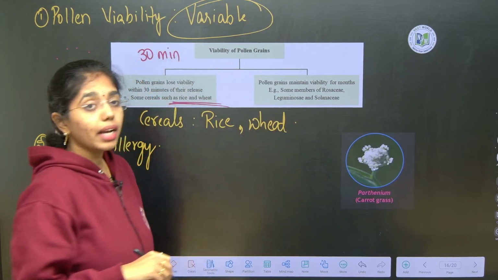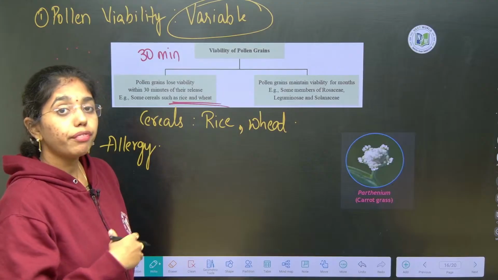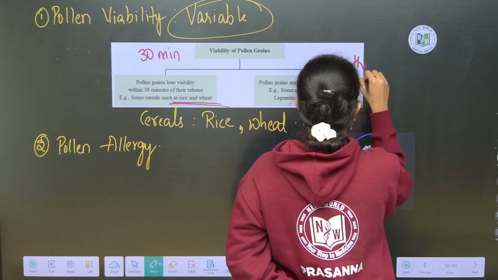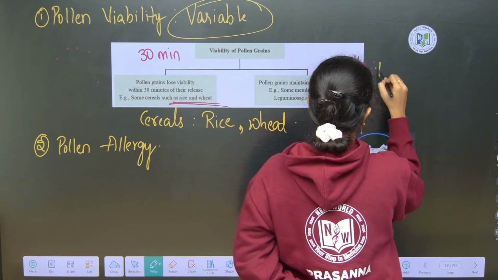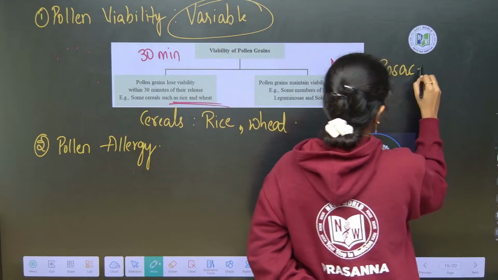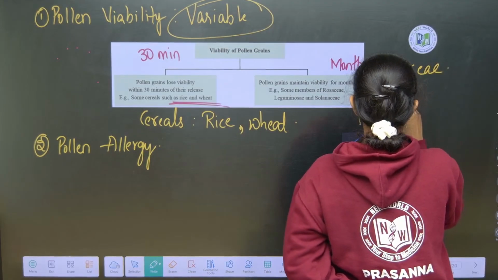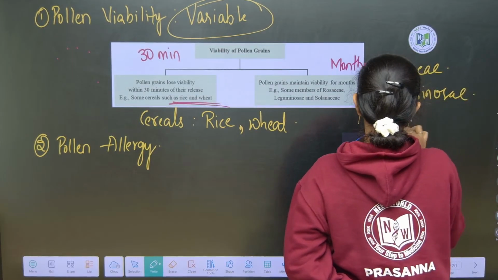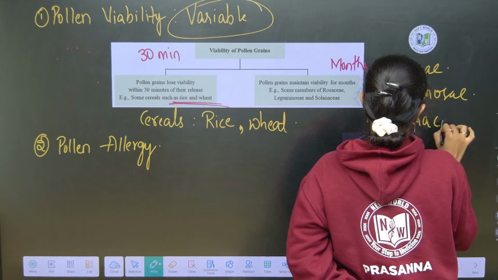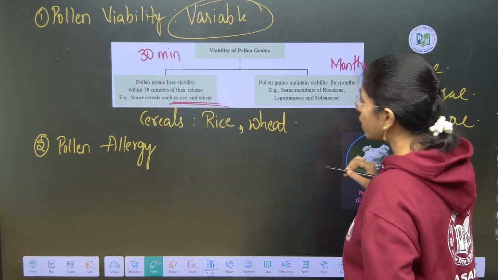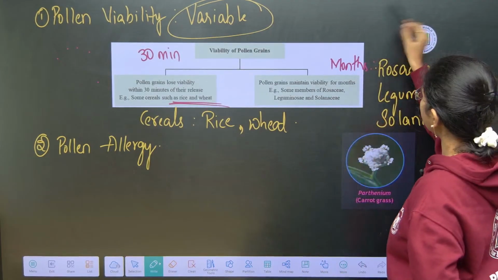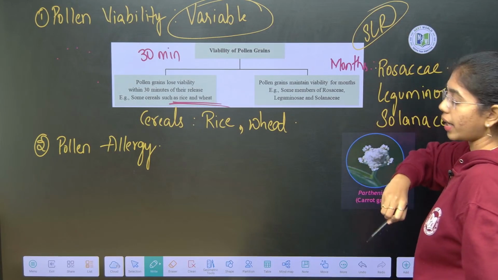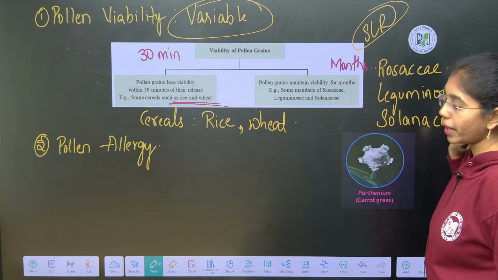And pollen grains will retain their viability for months. For months you can see in Rosaceae, Leguminosae and Solanaceae. Fine, right? You can remember this as a mnemonic like RLS or SLR. But remembering the examples is very important here.